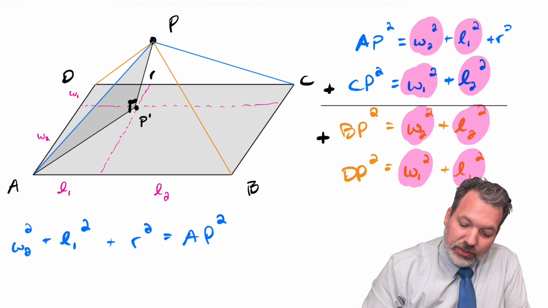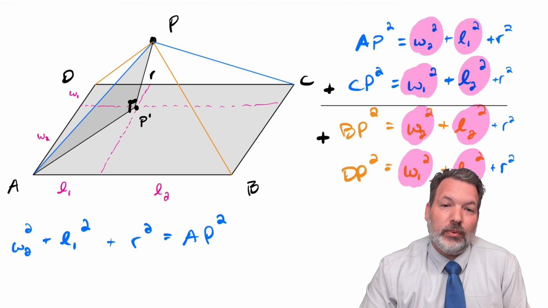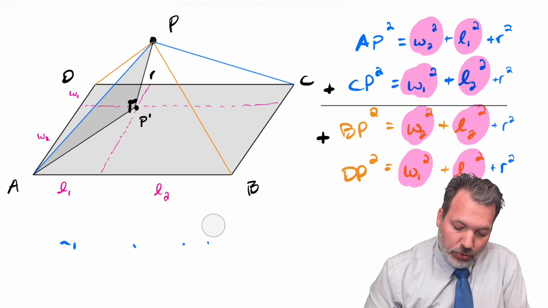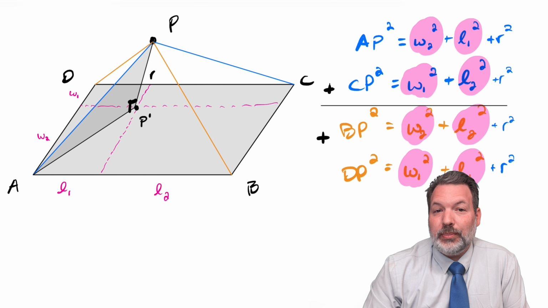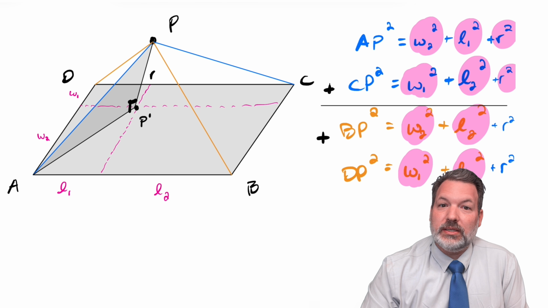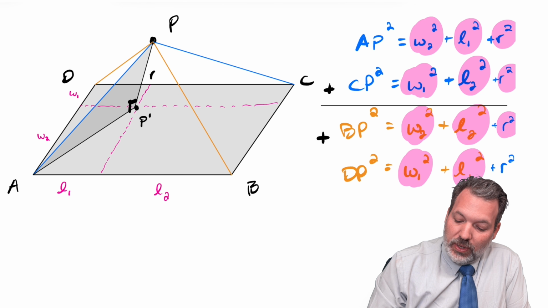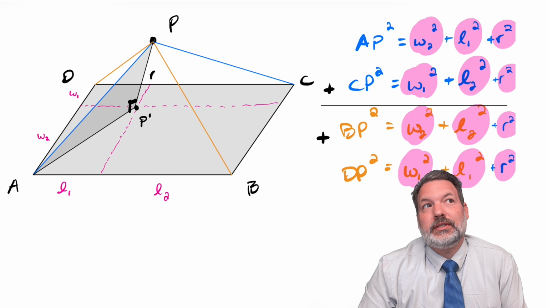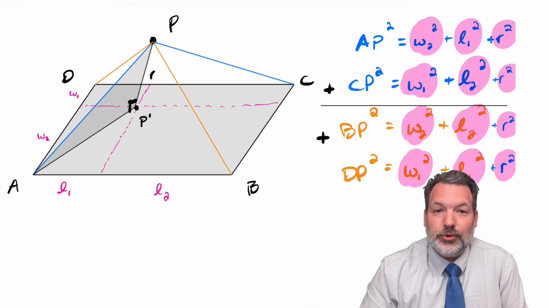In fact, we can do that all the way down the line. That is true for every relationship in what is essentially a rectangular pyramid right now. For sure, that means that the same equality we were working with earlier still applies. The new AP squared plus the new CP squared is the same as the old AP squared plus the old CP squared plus an extra 2R squared. Just like the new BP squared and the new DP squared are the same as the old BP squared and DP squared plus an additional 2R squared.